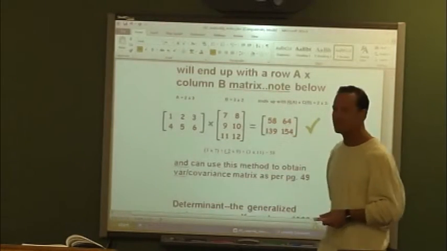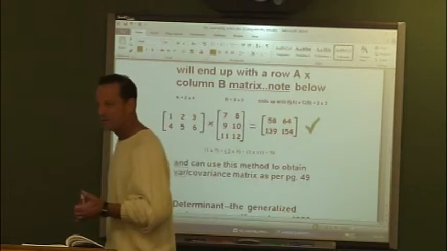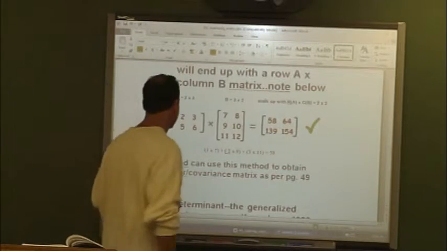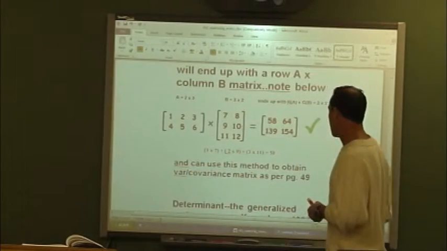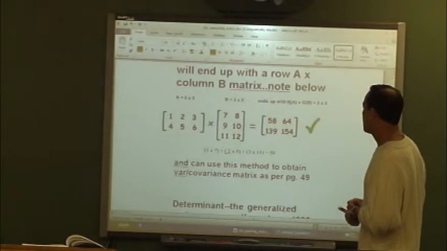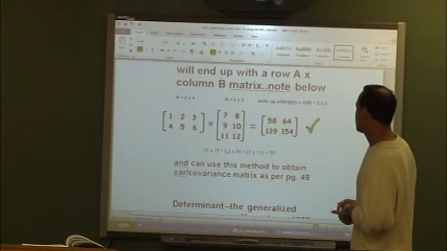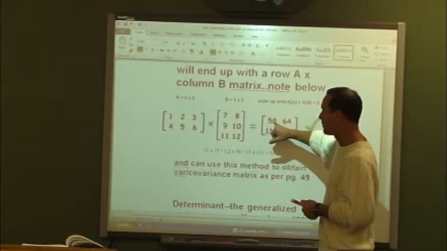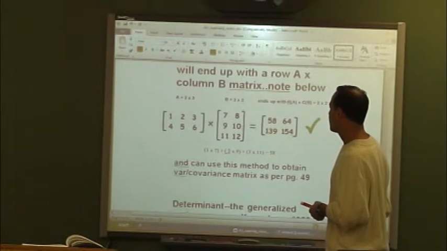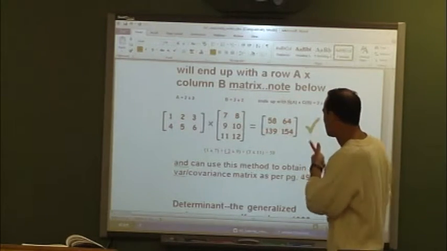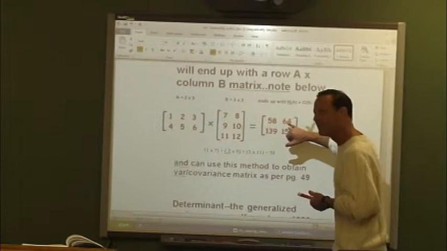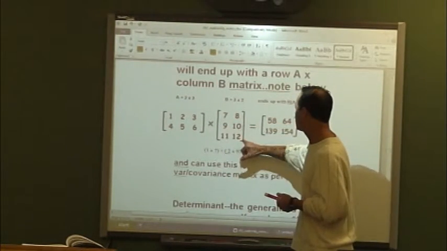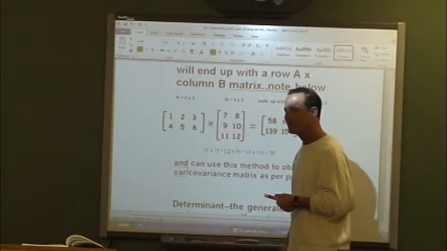So 1 times 7, 2 times 9, plus 3 times 11 is 58. Someone tell me how you get a 64. How do you do it? Okay, so to get the 64, this would be row 1 by column 2, right? Row 1, column 2. 1 times 8, 2 times 10, 3 times 12 is 64.